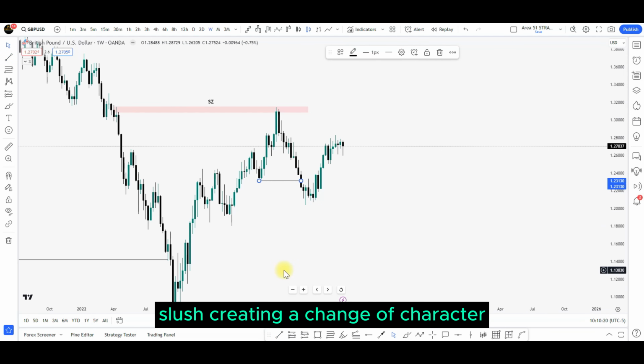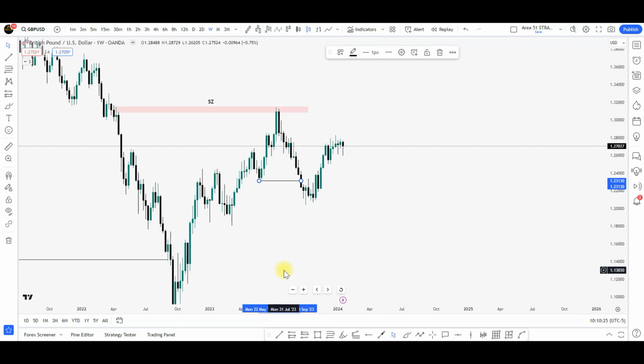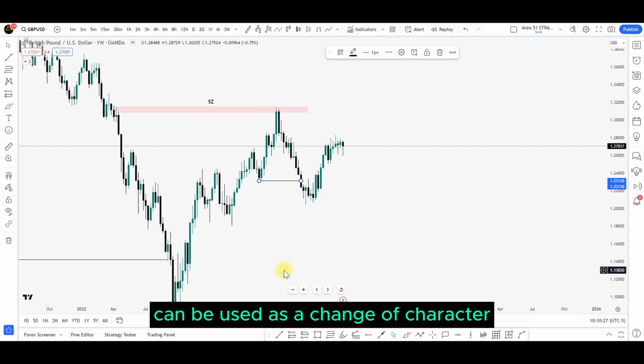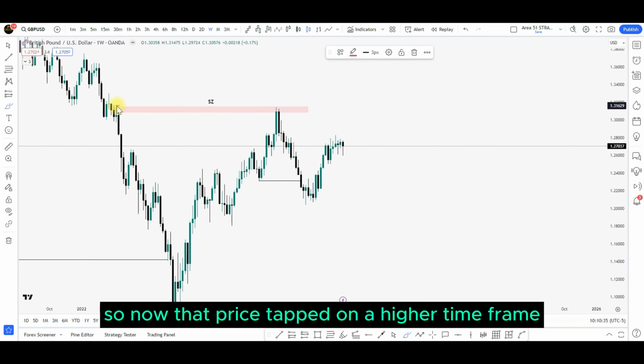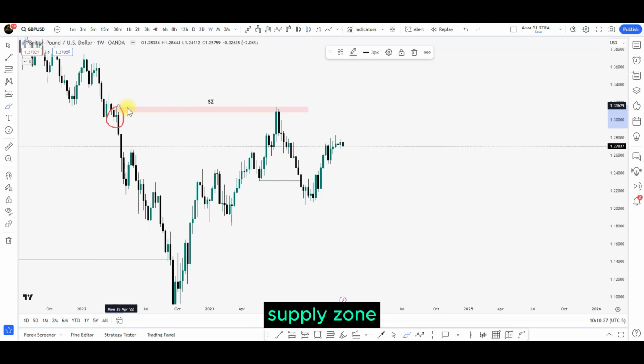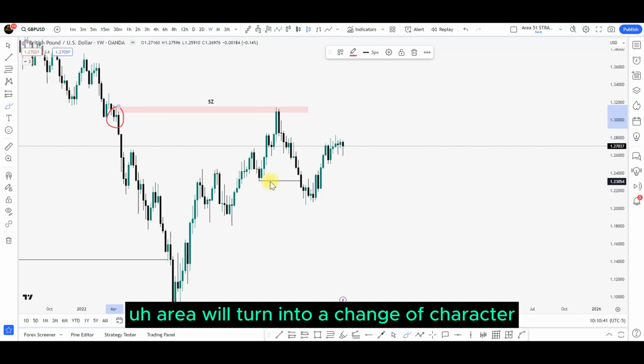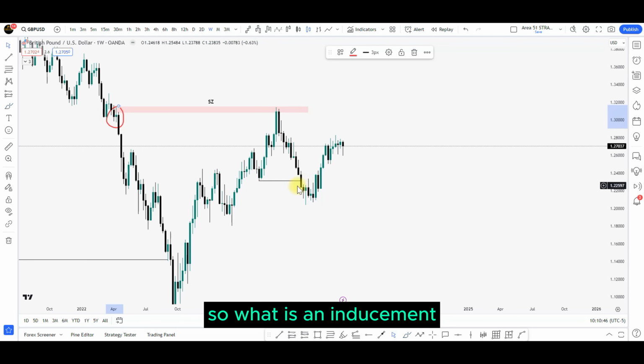slash creating a change of character. How do we trade inducements? Inducements can be used as a change of character if price taps on a higher time frame supply zone or a higher time frame demand zone. So now that price tapped on a higher time frame supply zone, this inducement area will turn into a change of character. So what is an inducement?